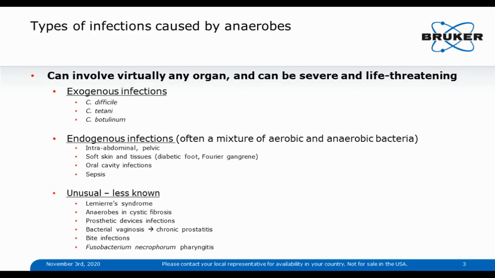More commonly, anaerobic infections are endogenous, often polymicrobial, caused by the invasion of sterile body sites by anaerobes belonging to normal flora, which can turn into pathogens once out of their habitat. They involve more frequently abdomen, pelvis, skin and soft tissues, oral cavity, and wounds, and they can be severe and lead to sepsis. More rarely, anaerobes are the causative agents of serious pulmonary infections in cystic fibrosis patients, as well as in patients carrying prosthetic joint implants. They can also cause chronic genital infections and infections following animal bites.